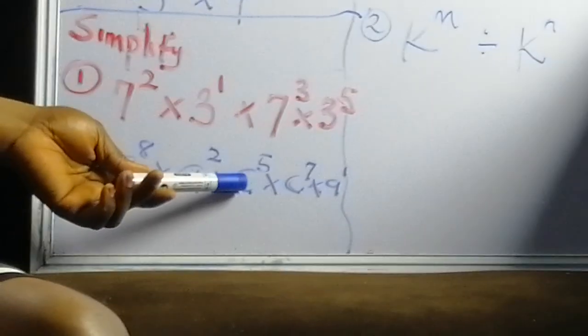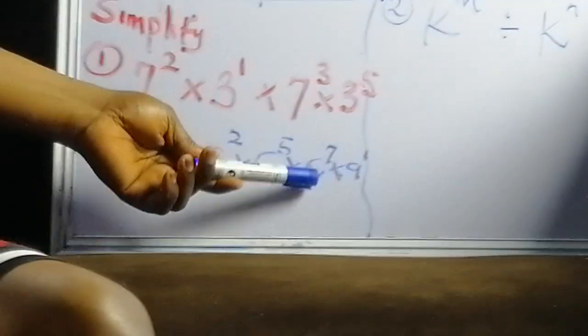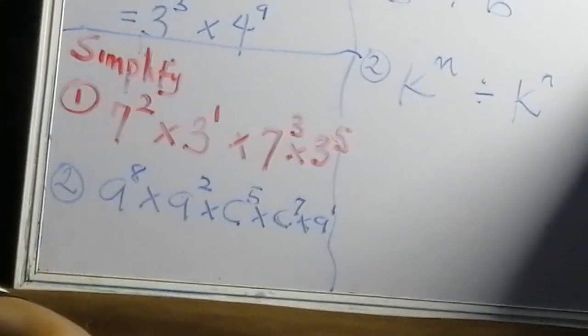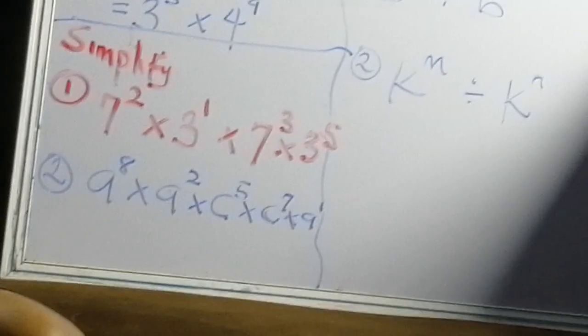The same thing applies here. C raised to power 5, C raised to power 7. Pick one base, which is C, then add the power, which is 5 plus 7. Okay, so now, after treating the multiplication law, there's what we also call division law.